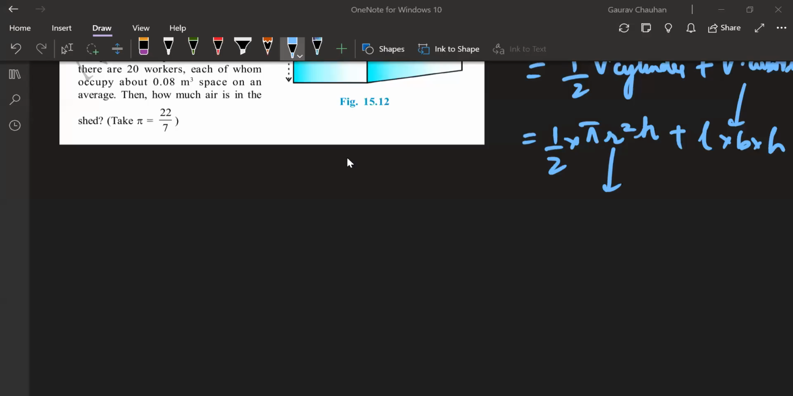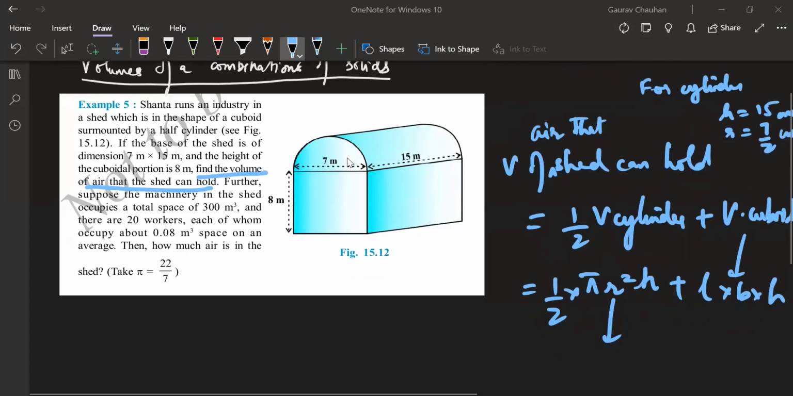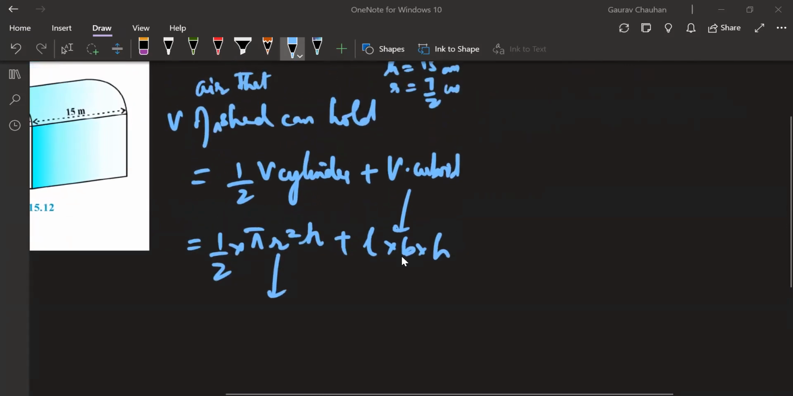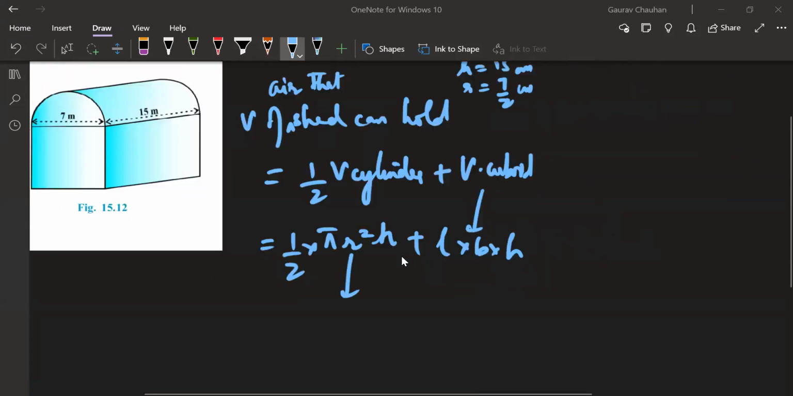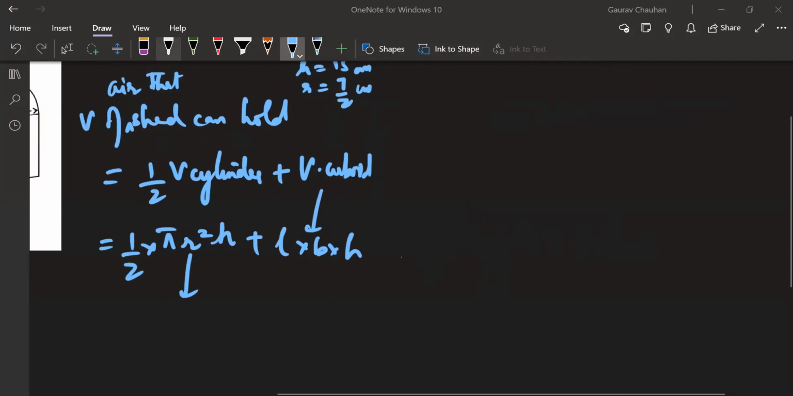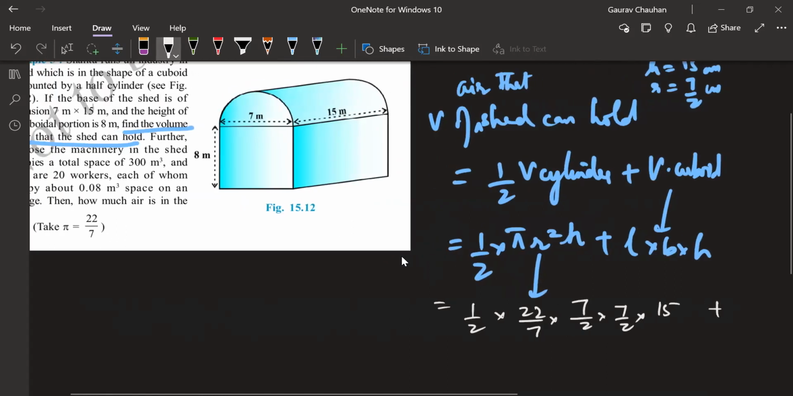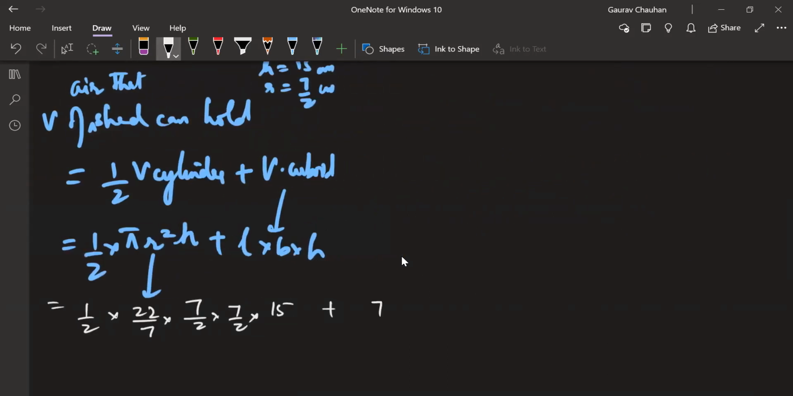All right, continuing now. Let's focus on what the question is, so let's calculate this quickly so that we can do the rest of it also. What are they taking? Then you take pi as 22 by 7. So this is equal to 1 by 2 into 22 by 7 into 7 by 2 into 7 by 2 into h, which is 15, plus L into B into H, that is 7 into 15 into 8.